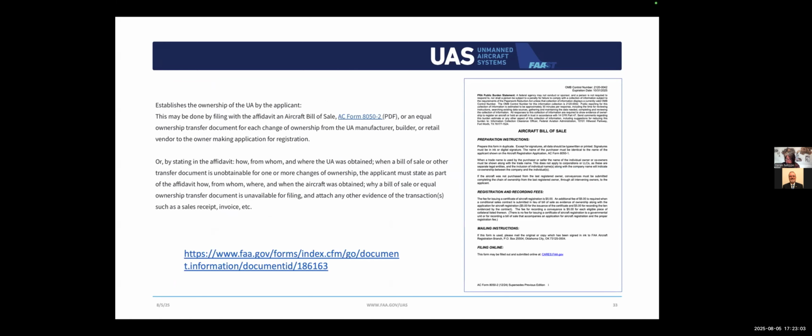And then comes all of that fun stuff: a notarized affidavit establishing ownership of the UA by the applicant. And you'll fill that using the aircraft bill of sale, Form 8050-2. You can find it at that link.